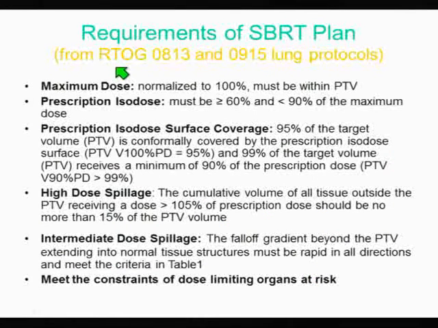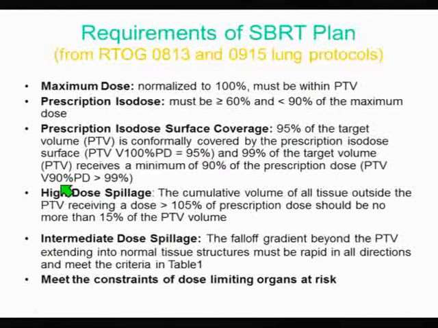These two protocols, RTOG 0813 and 0915 for the lung protocols, specify very clearly the requirements for the SBRT plan. Let me go through a couple of these important points. The maximum dose, if you normalize to 100%, must be within the PTV. The prescription isodose line must be between 60% and 90%. That means if you normalize 100% as the prescription dose, the maximum PTV dose should be beyond 110% and under 167%. For prescription isodose surface coverage, they require the prescription dose cover at least 95% of the PTV.